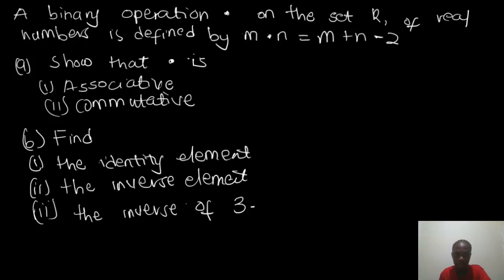In today's video, we are going to solve another question on binary operation. The question says that a binary operation dot on the set R of real numbers is defined by m dot n is equal to m plus n minus 2. So the rule given for the operation dot is m plus n minus 2. We should show if dot is associative and also show if it is commutative. So let's tackle the A first.